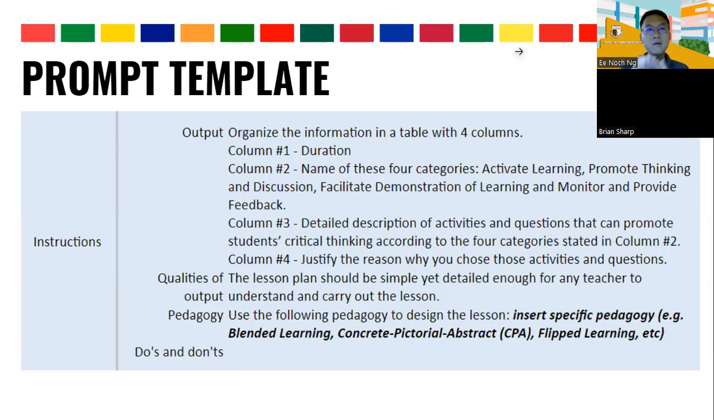And column 4 is something very interesting. We want AI to justify. This allows us, in a way, to get an insight into what AI is thinking. Why did AI design this? Why did AI suggest this activity? So in a way, we want to make AI's thinking visible as well.